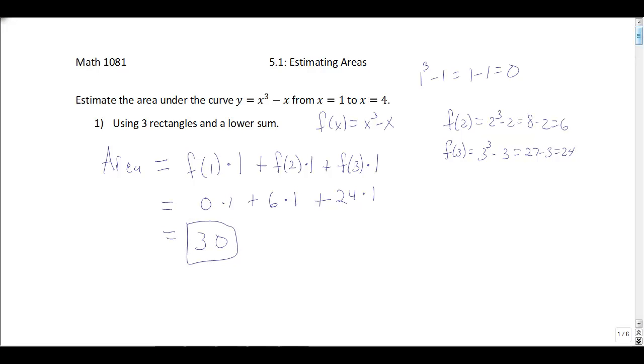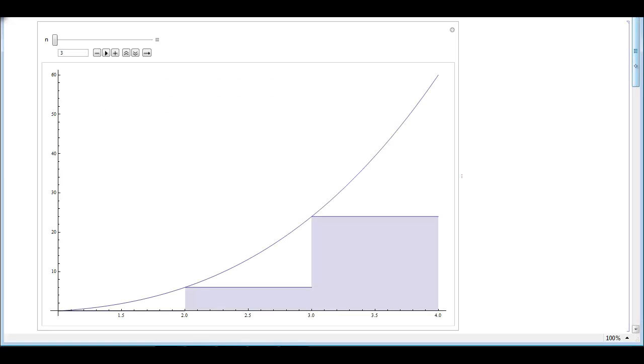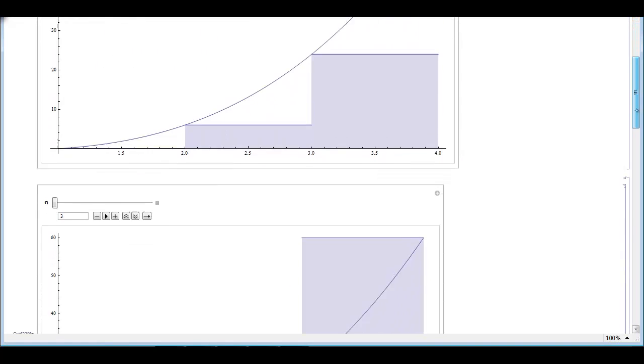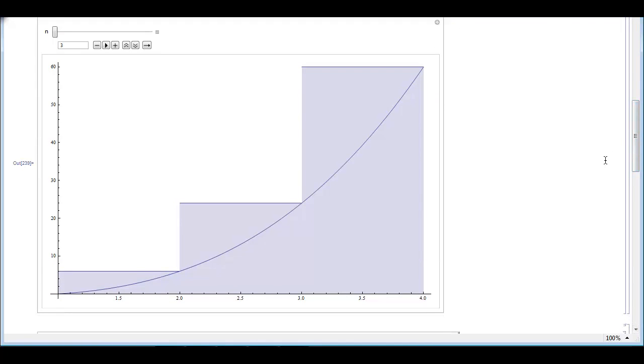Next question. We're going to use 3 rectangles and an upper sum. So very similar picture here. Instead of a lower sum, we're going to get an upper sum. Here are 3 rectangles. And so when we go from 1 to 2, our height, instead of being at the lowest value of the function on that interval, is at the highest value of the function here. So what we're going to get, same thing from 2 to 3, 3 to 4.